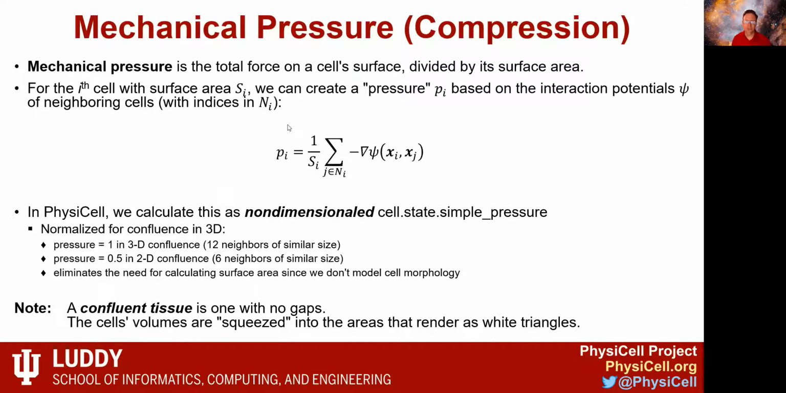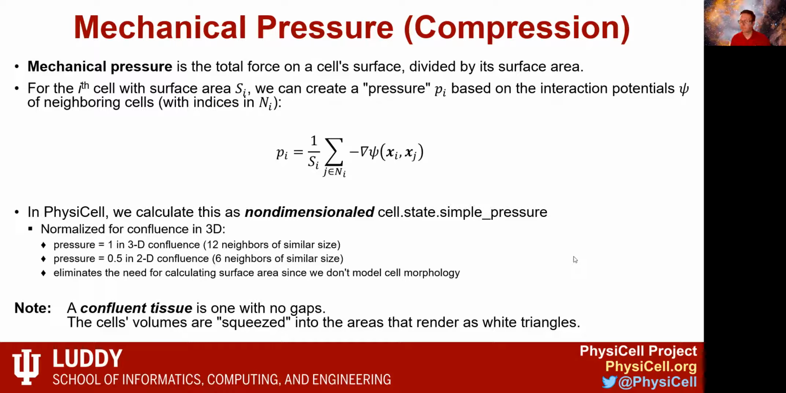So let's just quickly talk about mechanical pressure. Generally speaking, pressure is defined to be force divided by surface area. It's like a force per surface area. So in the context of cell biology here, what we want is a compressive mechanical pressure. That's the force imposed on your cell by your neighbor cells divided by your surface area.